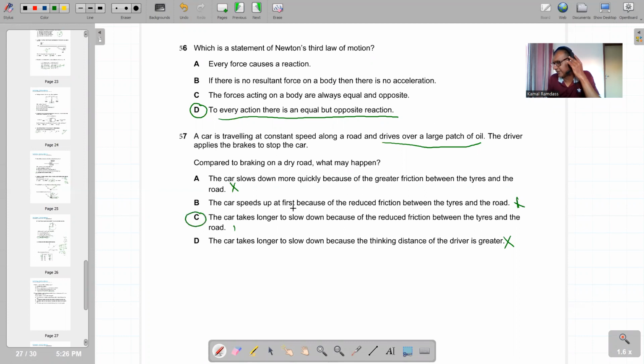With this answer, we can eliminate it, because we have locomotion forward and we need friction, because the wheel can push the road and the road can push the wheel, and therefore there is locomotion. In this case the friction is reduced, so I think the movement will decrease, and in this case I would say this is not good. The car takes longer to slow down because of slippery adverse road condition of reduced friction between the tires and the road.